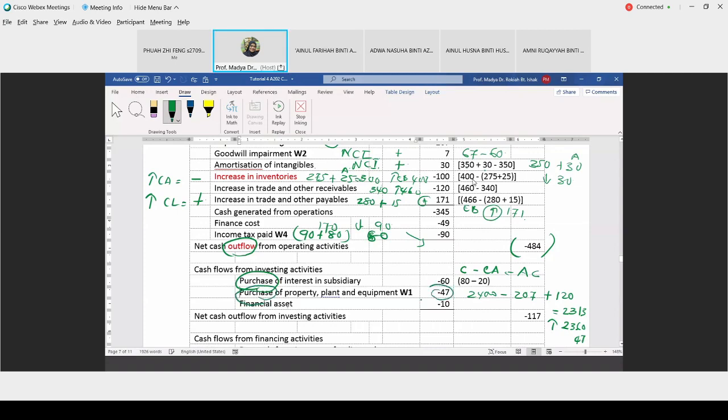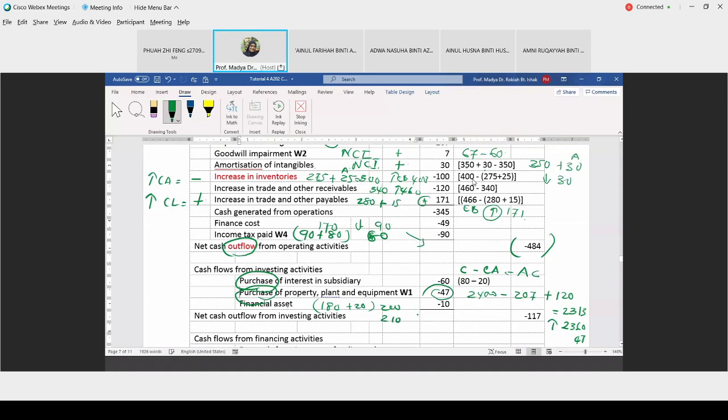So for financial asset, you start with 180. So you're going to have here the gain on revaluations of financial asset, 20. So you're going to have 200 altogether. Compare with the ending balance that you have for financial asset. The ending balance that you have here is 210. So 200 and 210.